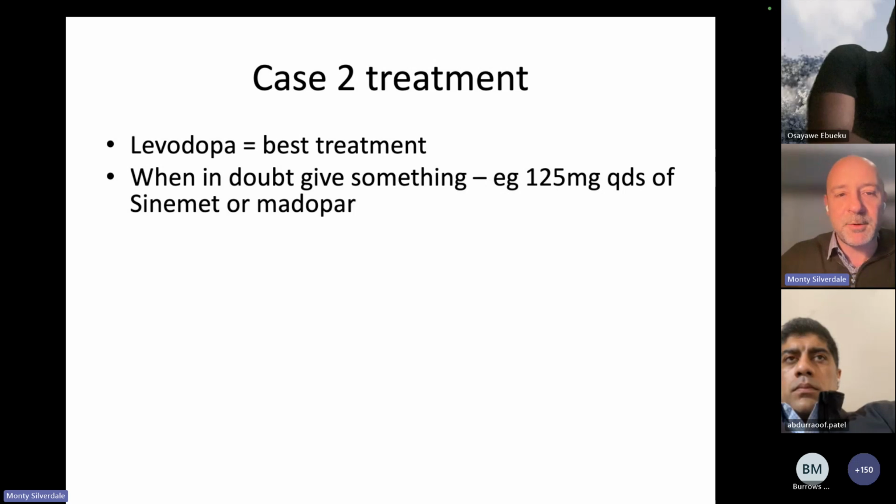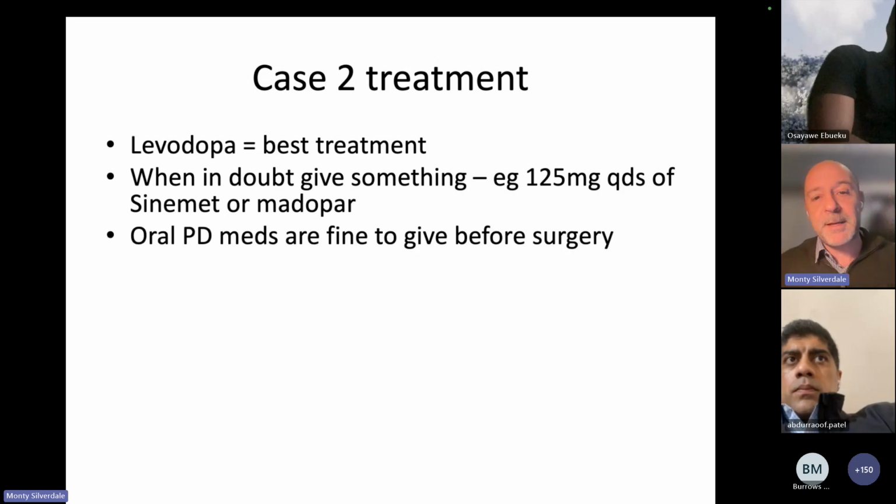I'm suggesting give him 125 milligrams 4 times a day of Sinemet or Madopar. Ideally, just give it orally. Oral meds are fine to give for PD before surgery. We do deep brain stimulation and other surgeries on Parkinson's patients. They get medication pre-op. I know anesthetists don't like anything in the stomach and all the rest of it, but one tablet is not going to be a big deal. So they can have their PD meds 5 minutes before surgery.